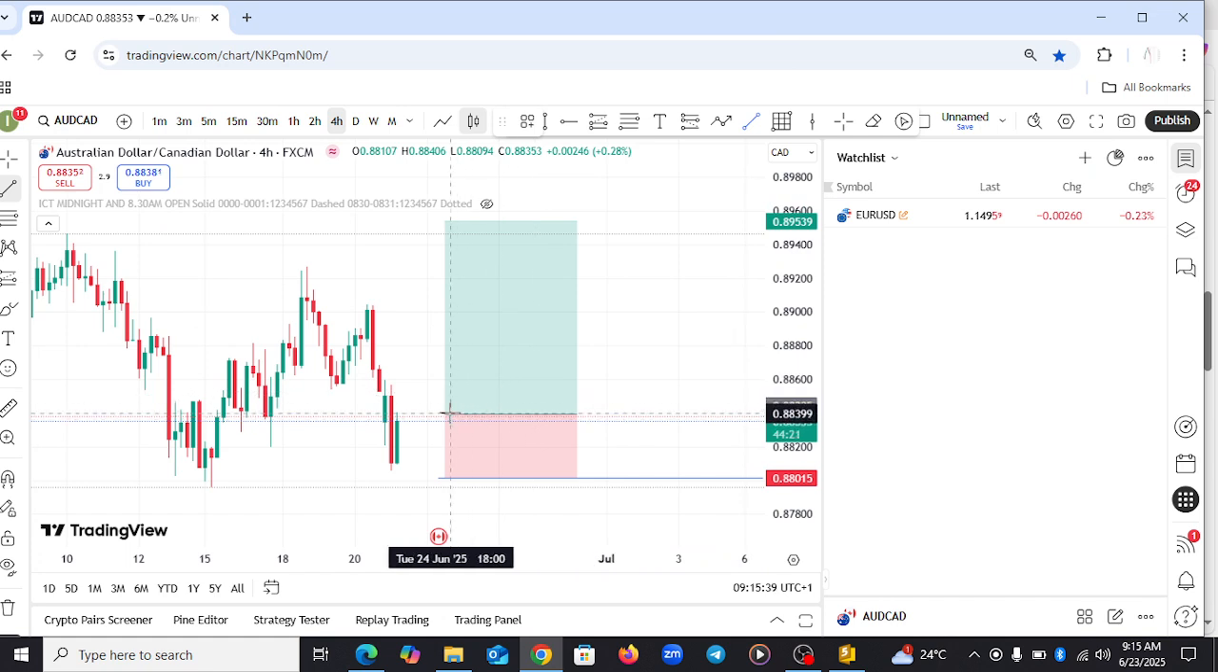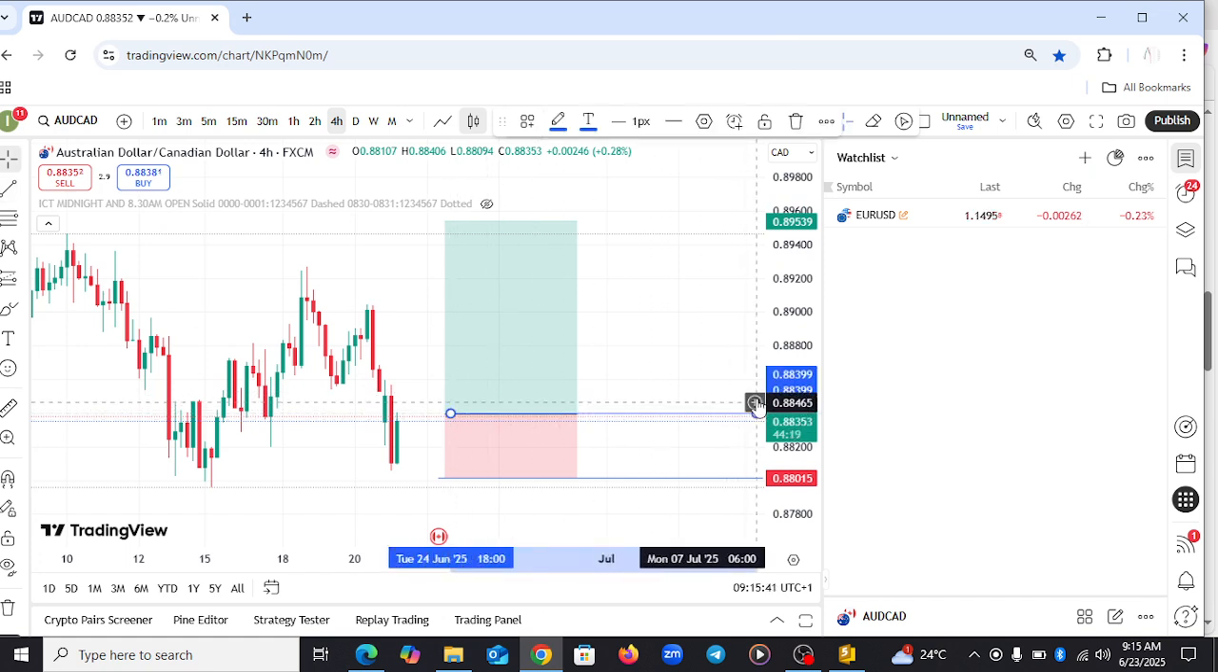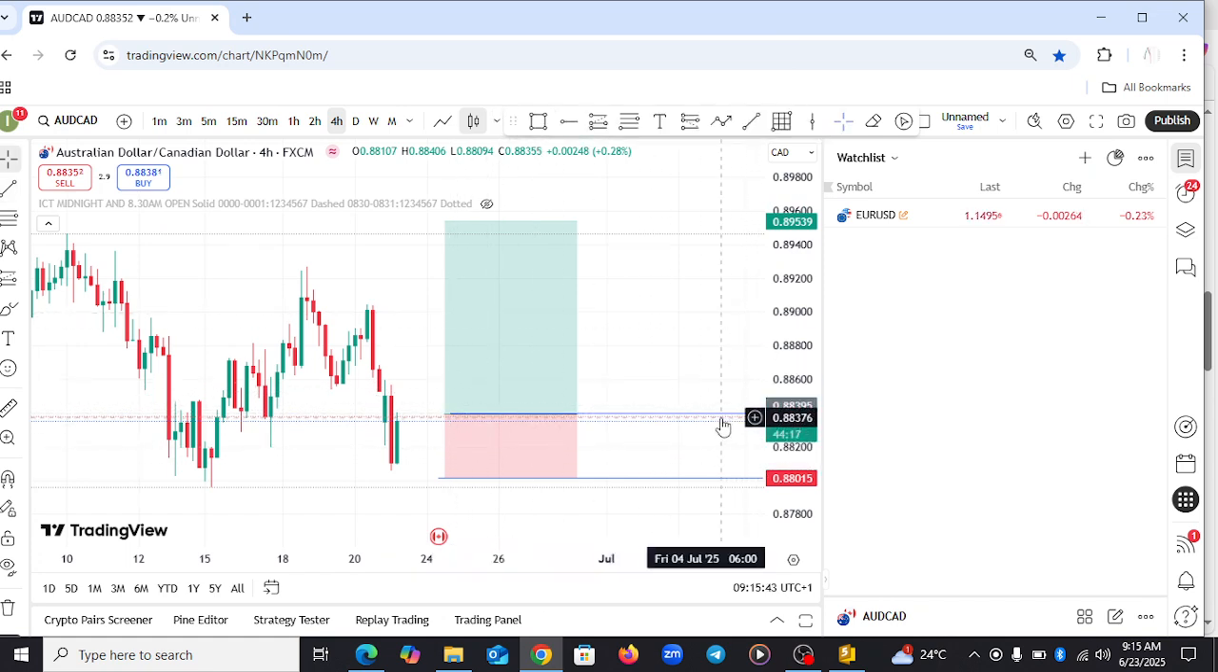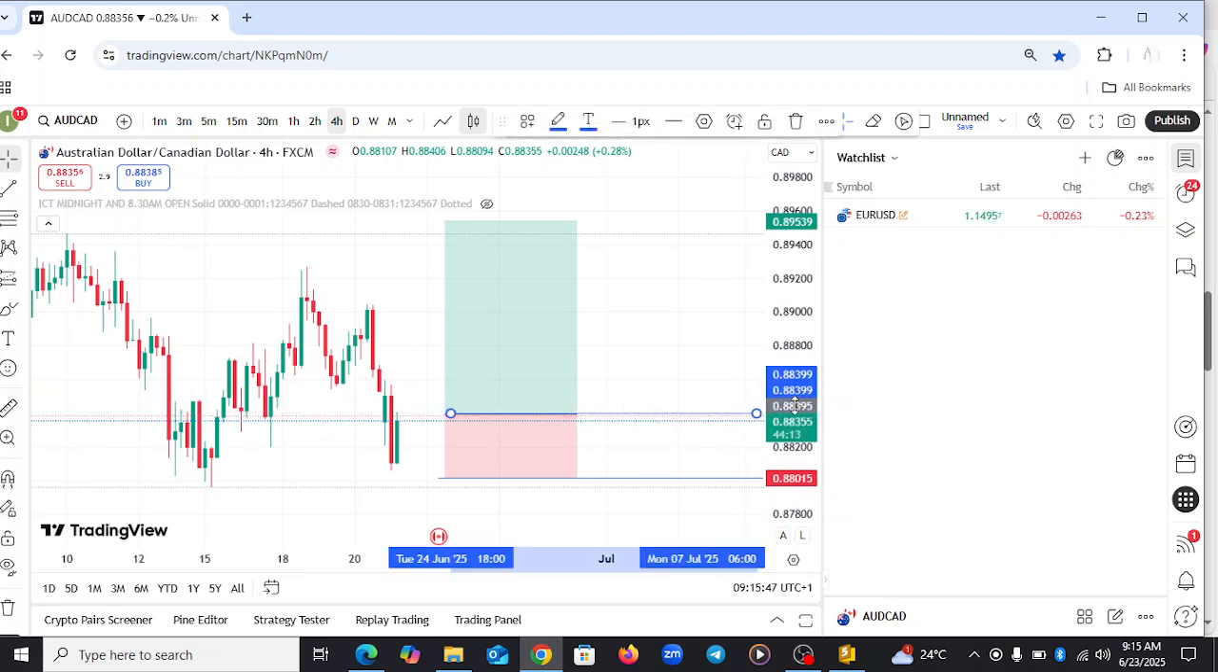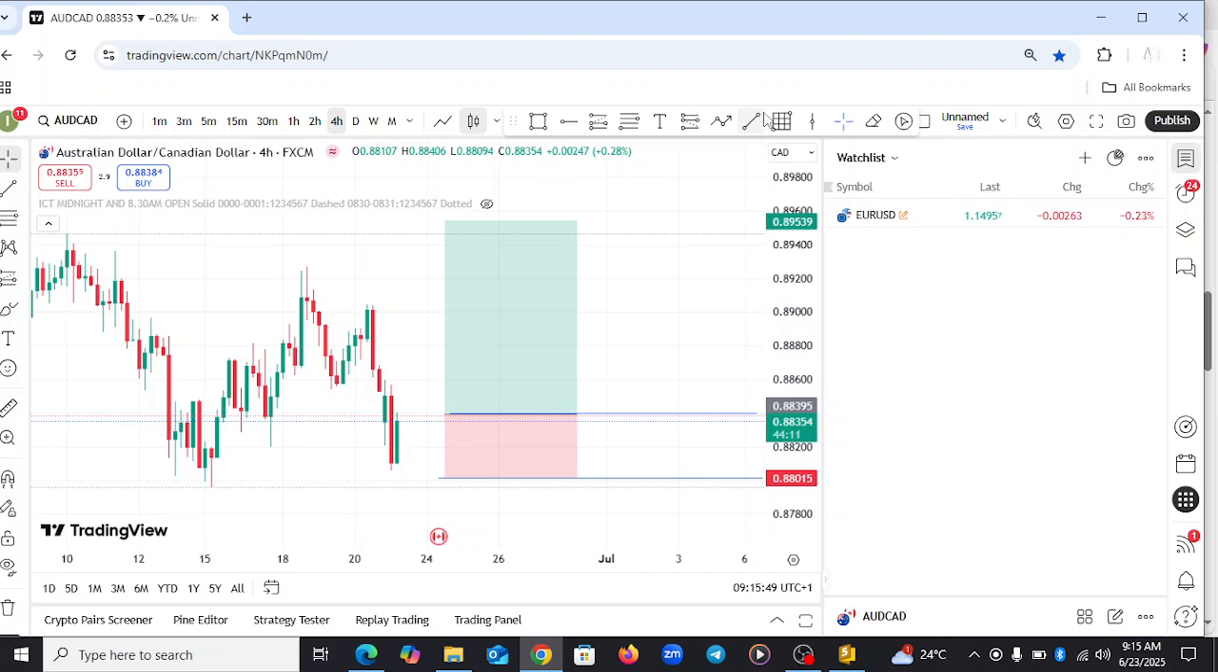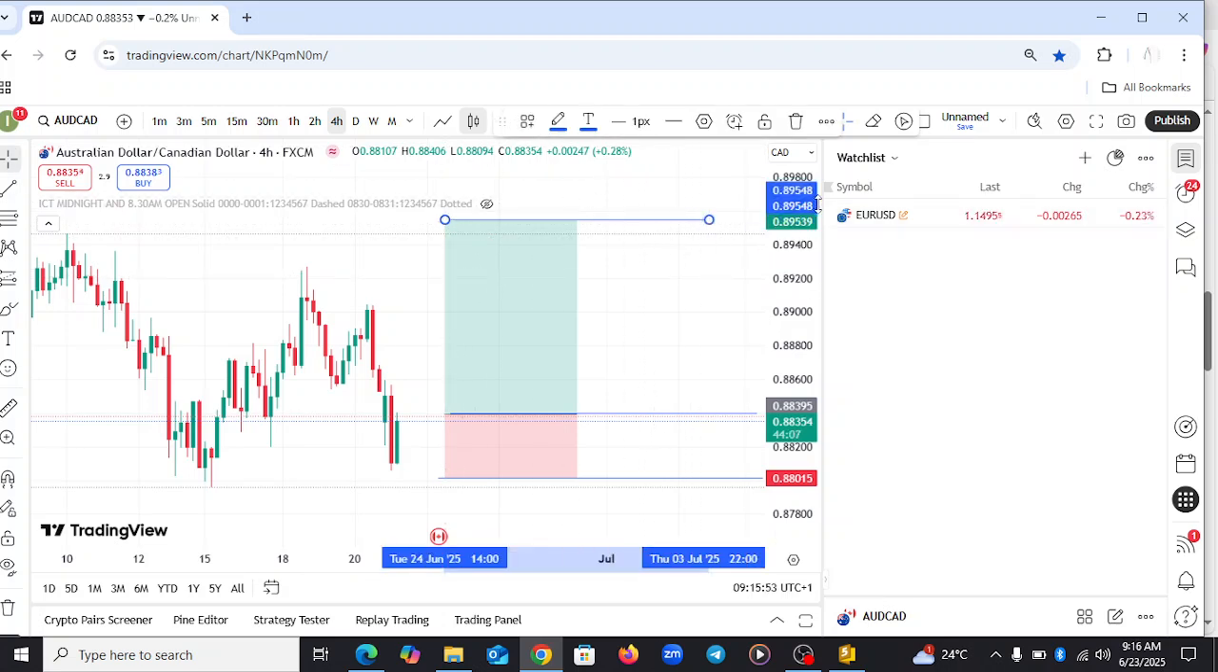As well, the middle line, draw it out in time. This would be 0.88399, and then this other part would be 0.89548. This line, let's talk about this line first, is your entry area.